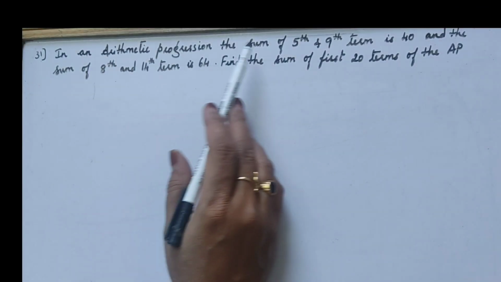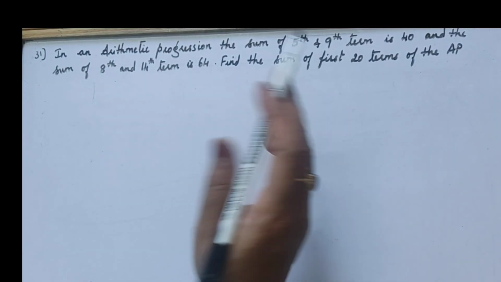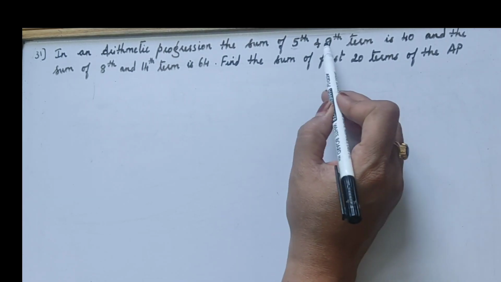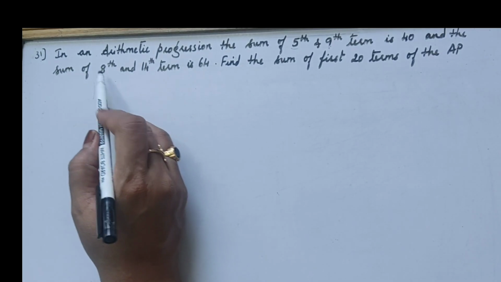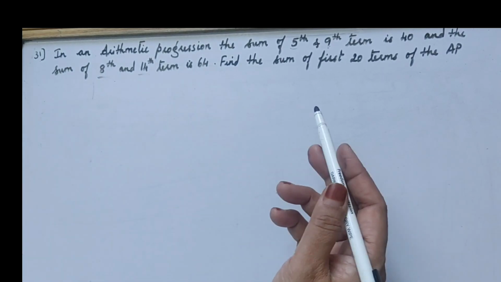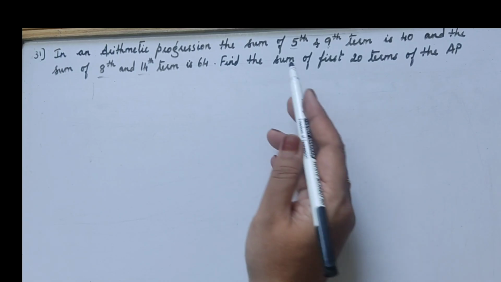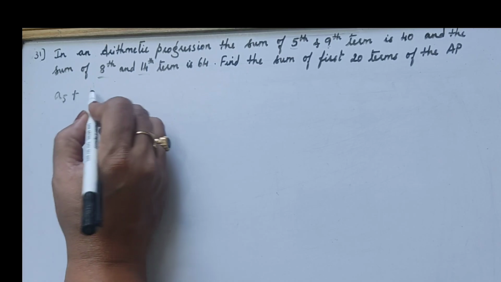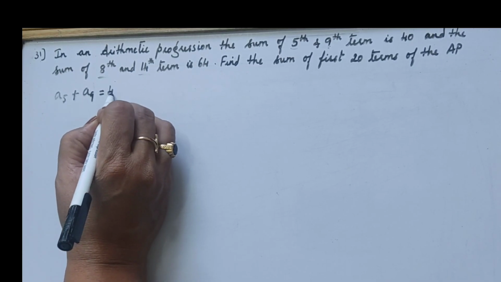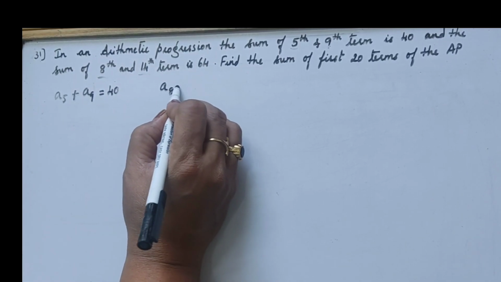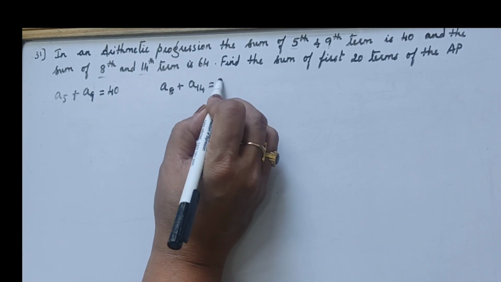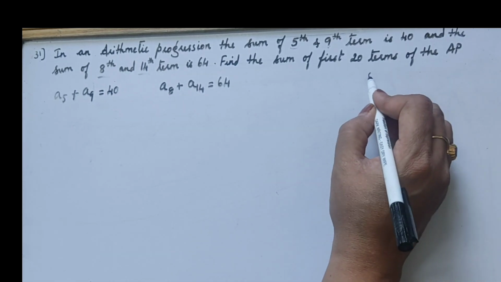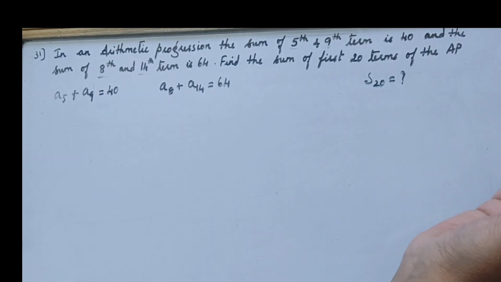In an arithmetic progression, the sum of 5th and 9th term. In the previous sum there was only one term, but here we have got two terms, that is 5th and 9th term, and the sum of 8th and 14th terms. So we have got two terms here. So we are going to use A5 plus, as it is a sum, plus A9 equals 40, and next one is A8 plus A14 equals 64, and we need to find the sum of first 20 terms. Yes, 20 we need to find out, students.